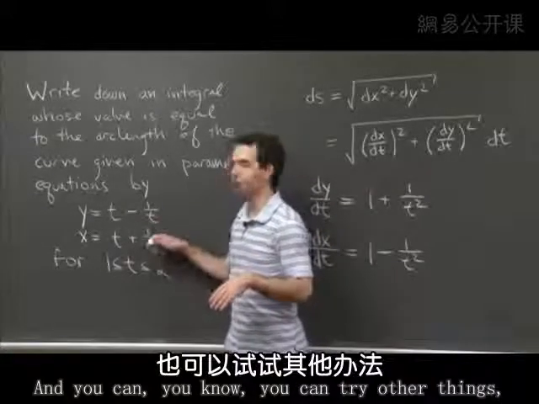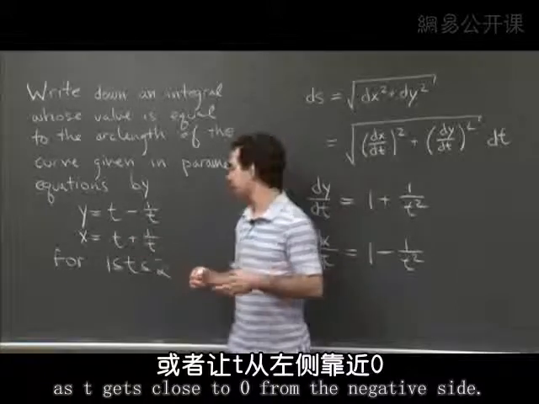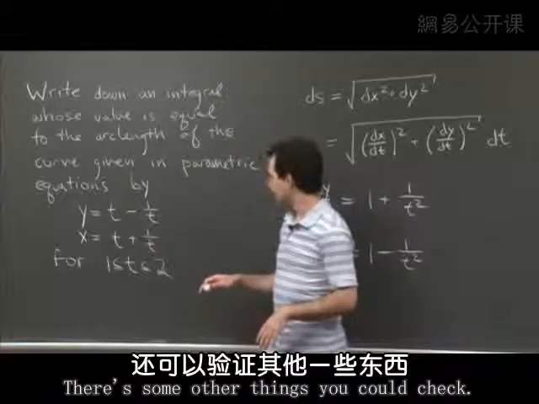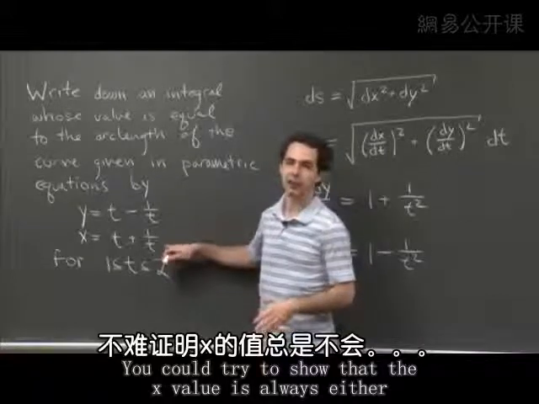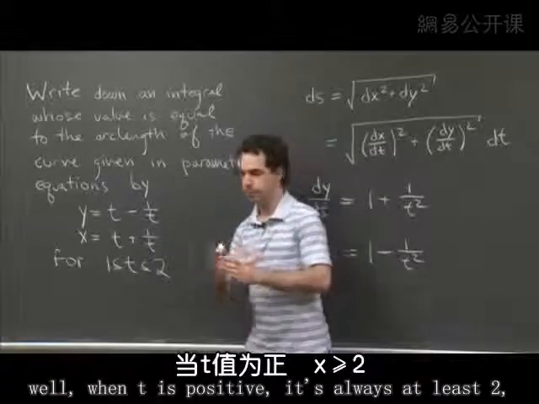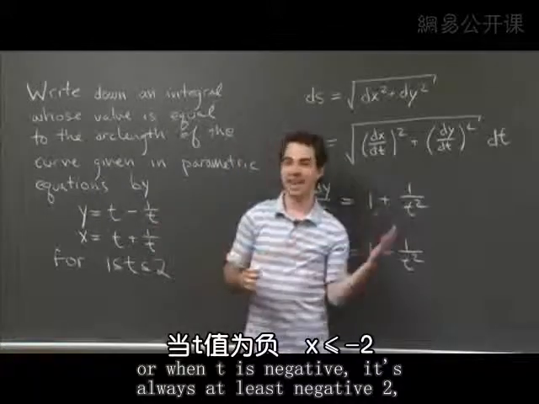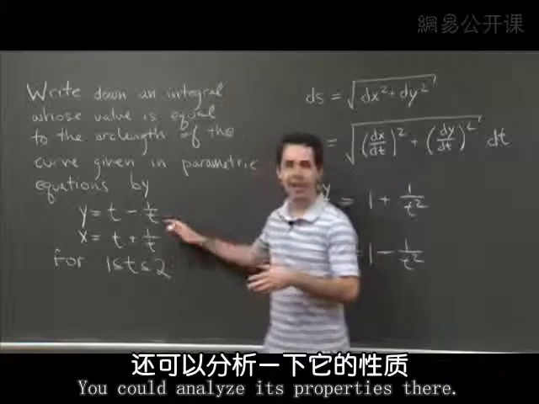And you could try other things, as t gets close to 0 from the positive side, and as t gets close to 0 from the negative side. So this has some sort of asymptote, it seems like. There are some other things you could check. You could try to show that the x value is always, when t is positive, at least 2, or when t is negative, at least -2, and there's a sort of gap in between. You could analyze its properties there.